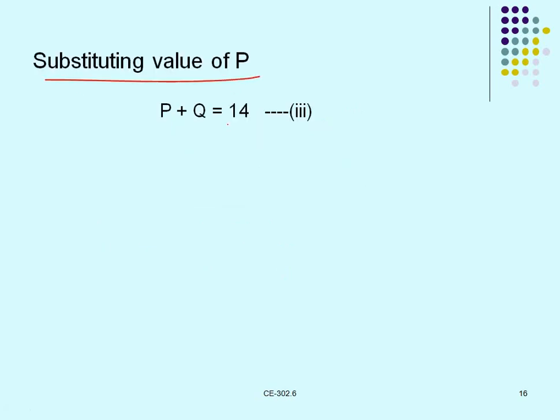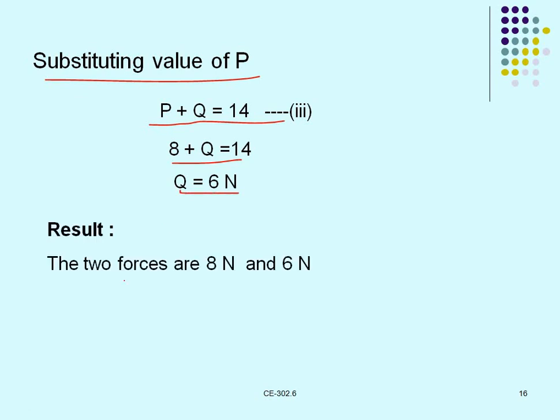Substituting the value of P in P plus Q is equal to 14, 8 plus Q is equal to 14. Q is equal to 6 newtons. So therefore the two forces are 8 newtons and 6 newtons.